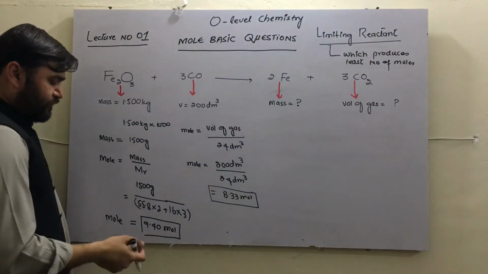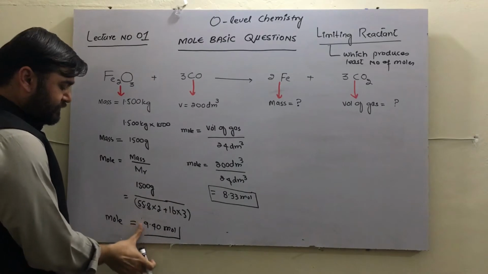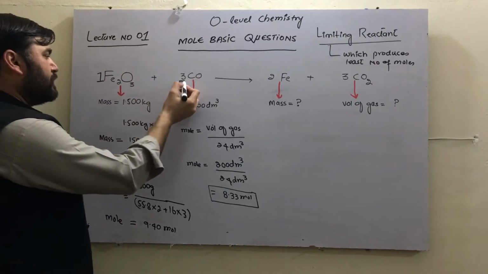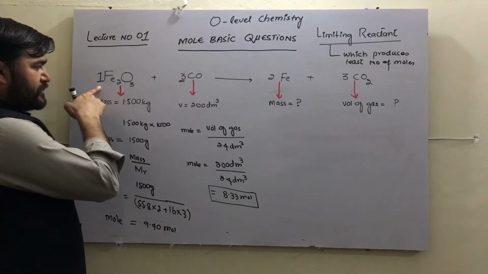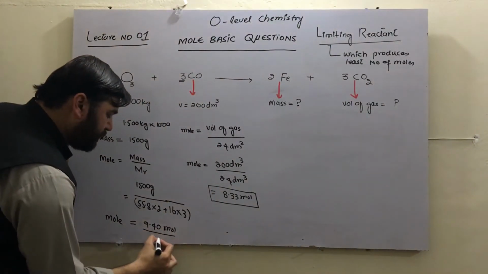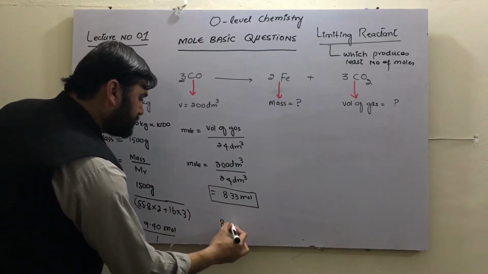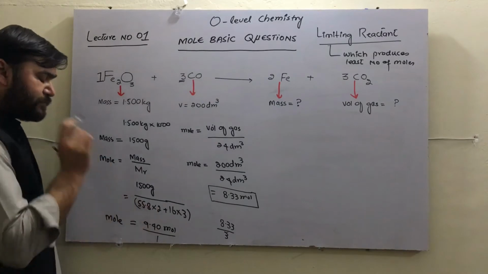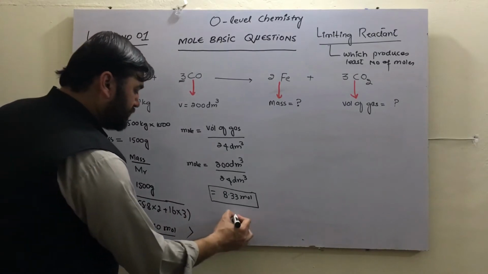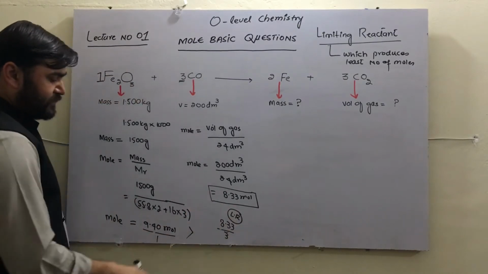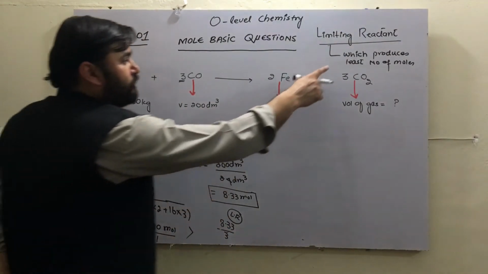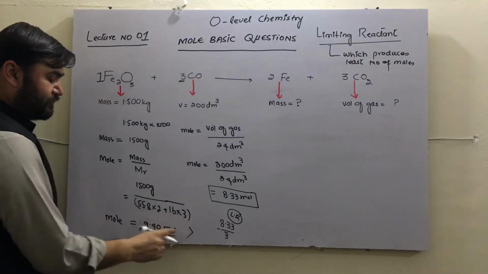So how can we find out which one is the limiting reactant and which one is in excess? Fe2O3 has coefficient 1, and carbon monoxide has coefficient 3. So divide the number of moles by the coefficient: 9.40 divided by 1, and 8.33 divided by 3. Which one will be the limiting reactant? This one will be greater, so it is in excess, and the carbon monoxide is the limiting reactant, because dividing 8.33 by 3 gives the least number of moles.